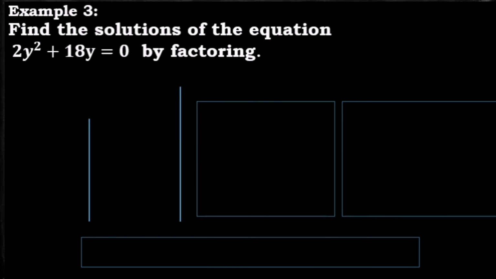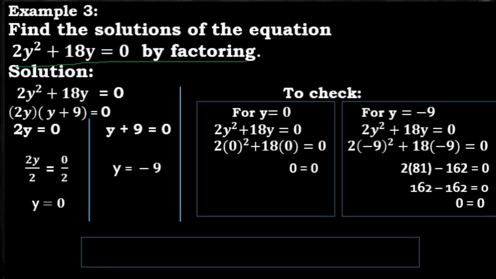Now moving on with the third example. Find the solutions of the equation 2y squared plus 18y equals 0 by factoring. So the equation is already in the standard form and the expression is factorable by common monomial factor. The greatest common factor between 2y squared and 18y is 2y. So 2y squared divided by 2y, the answer is y. Next, 18y divided by 2y, the answer is 9.